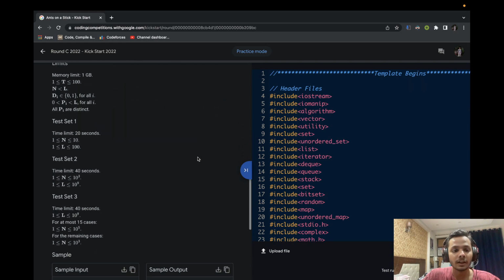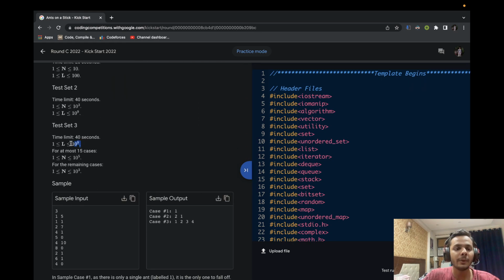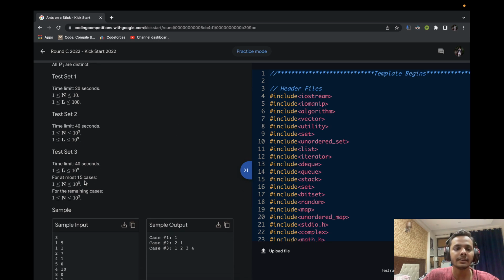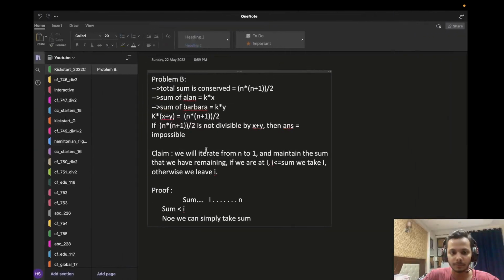So yeah, the constraints again are pretty huge here. The value L is very large, and n is also up to 10 to the 5. So yeah, in order to solve all the test sets, these are the constraints that you should look after. So let's see how we can solve this problem. Okay.